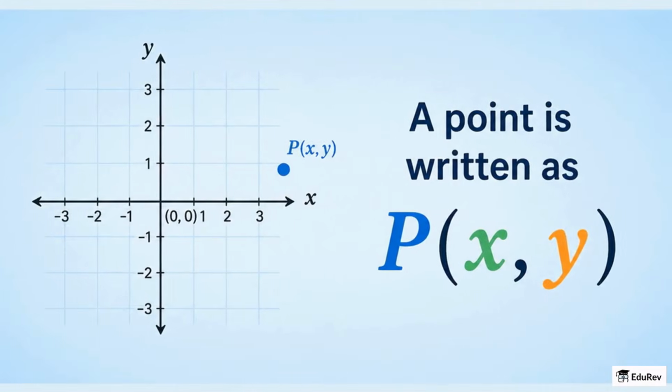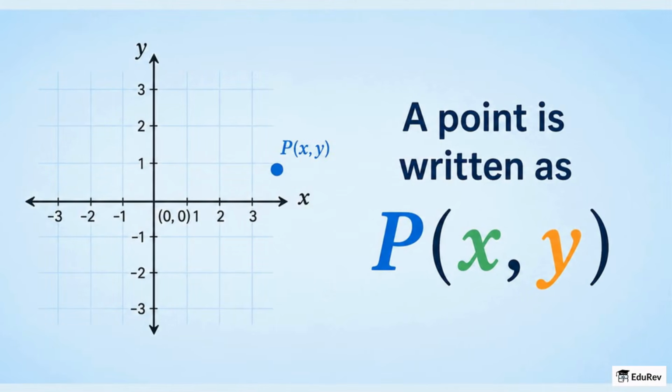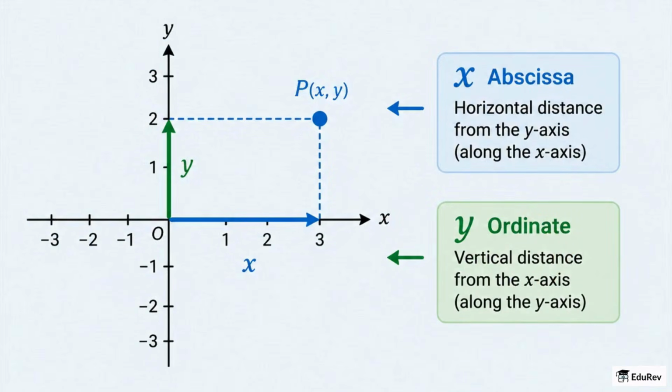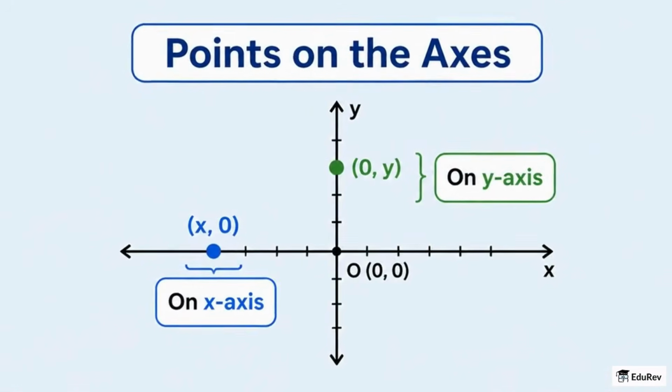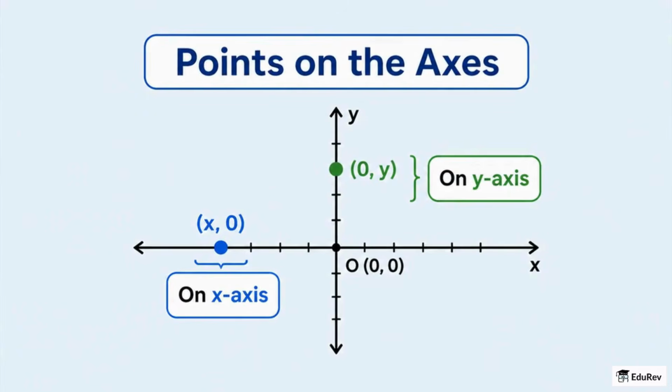A point is written as P(x, y). Here x, the abscissa, is the distance of the point from the y-axis measured along the x-axis, and y, the ordinate, is the distance from the x-axis measured along the y-axis. Special cases are easy. A point on the x-axis looks like (x, 0), and a point on the y-axis looks like (0, y).